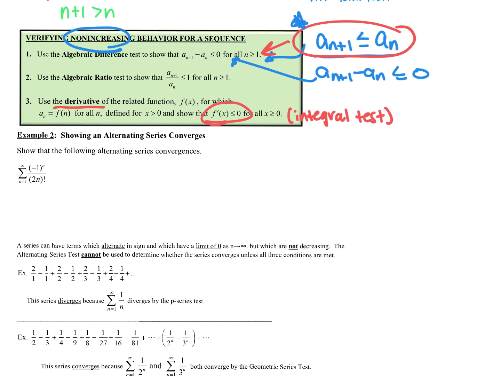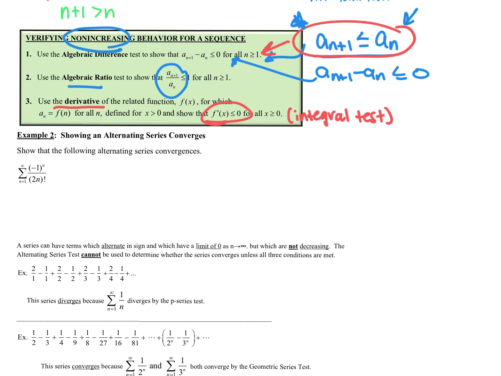And then the other way you can do it, which sometimes is easier if it's just too complicated to compare these two terms, is you can show that the algebraic ratio between the next term and the term before is less than or equal to 1. So if you take the next term divided by the previous term, and that's less than 1, then that means the next term is getting smaller, right? Like if you have a sequence that says 2, 3, 5, 7, 12. If I do 12 divided by 7, that's going to be bigger than 1 because it's increasing.